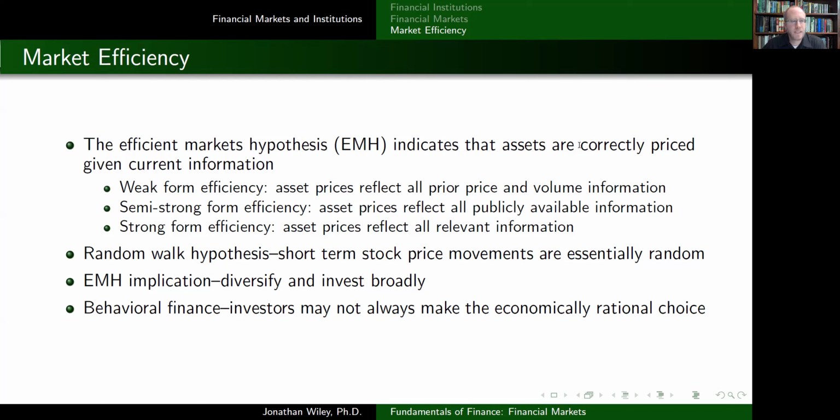The next level is semi-strong form efficiency. This takes things a step further. It says that asset prices reflect all publicly available information. So not just past price and volume information, but any publicly available information. If you go to the Securities and Exchange website and you start looking at financial statements for the company, the semi-strong form of efficiency says that anything you can learn from those financial statements is already reflected in the stock price.